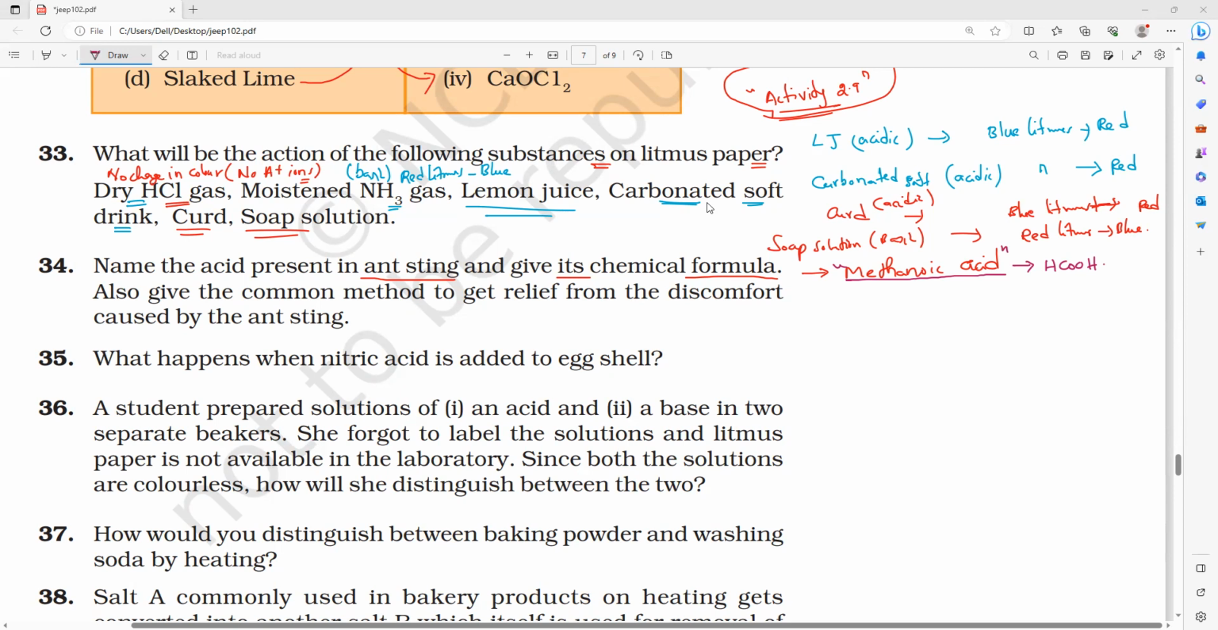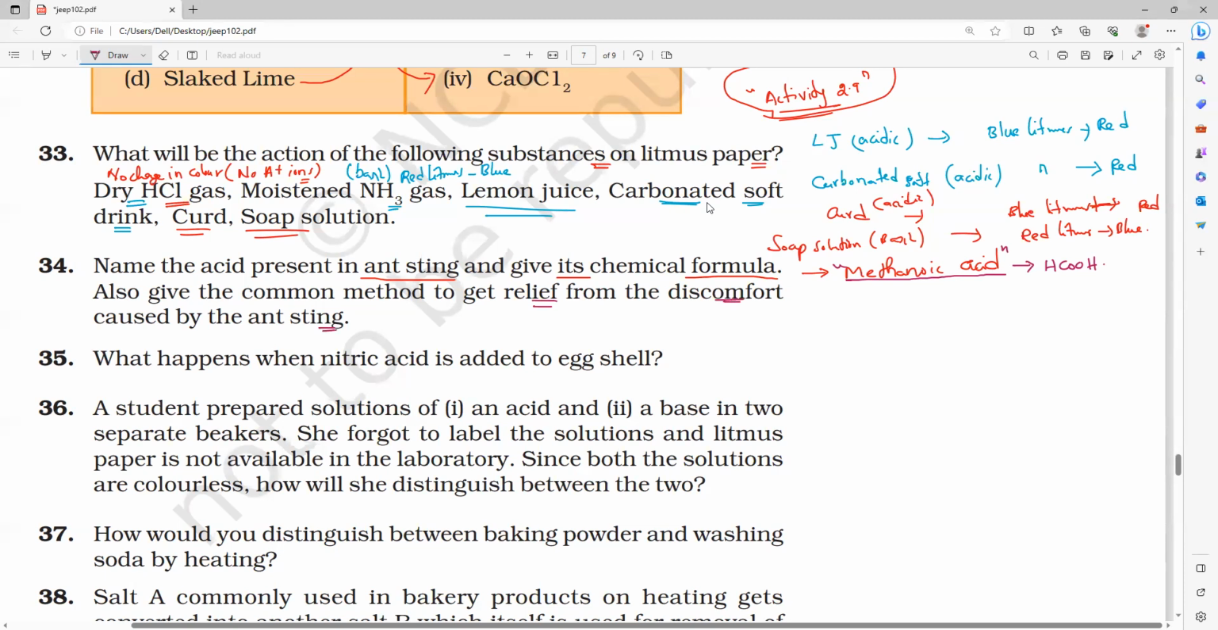I have given you one tabular column. At least learn it, because sometimes it will come. We cannot do anything. That is the reason. Okay. Next. Also give the common method to get relief from the discomfort caused by the ant sting.